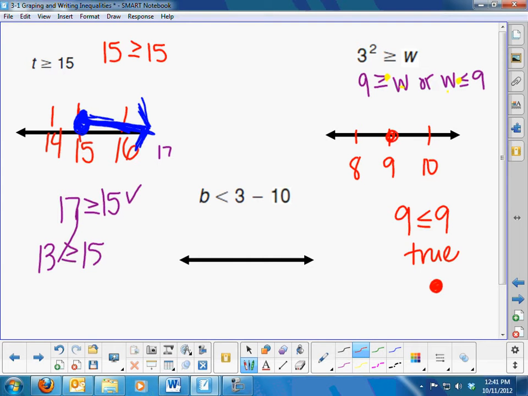So I have a closed dot on 9 because 9 is included. And I want everything that is less than or equal to that. So do I want 8 or do I want 10? I want 8. So I shade everything to the left, meaning all the numbers on a number line that are less than or equal to 9 are true. So that would be like the number 7, the number 6, the number 5, and so on. All those numbers are true.